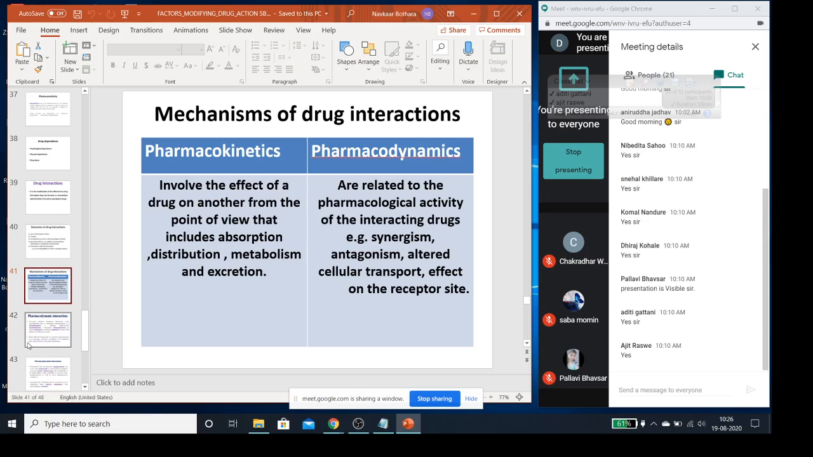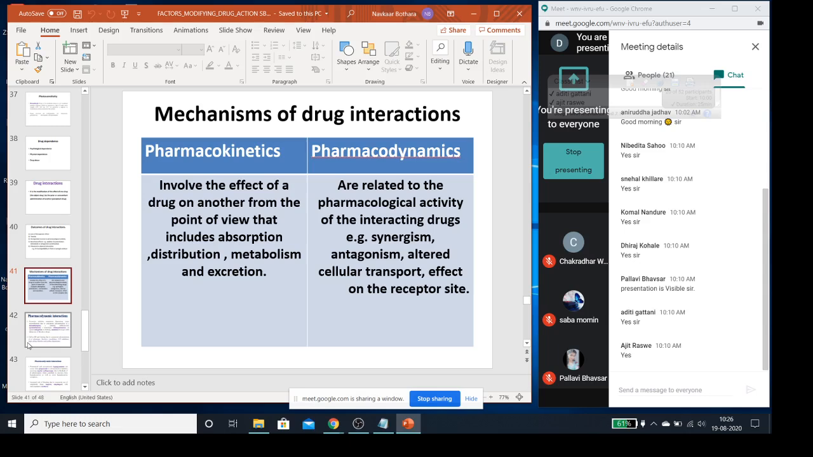If there are two drugs competing for the same absorption site, I have given you the example that there is a border, and on the border a single gate is there, and drug A and drug B are coming. Normally, without B, 10 A are going, or 10 B are going. When both are coming together, either some of the A will be left behind or some of the B will be left behind, and that will affect absorption.